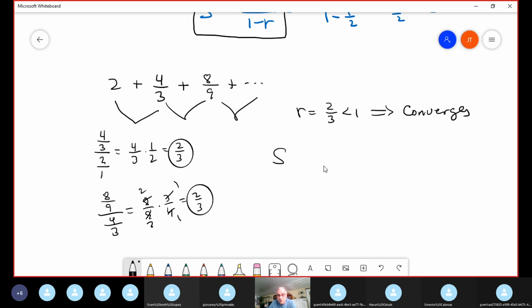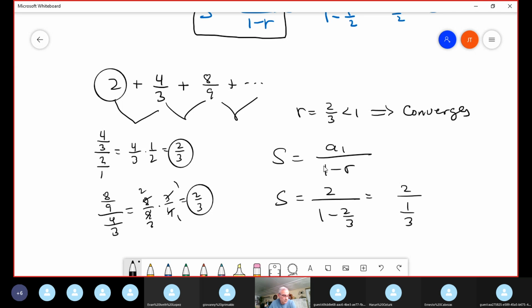Converge at what value? Use this formula: A1 divided by 1 minus R. Who is A1? 2. Who is R? 2/3. 1 minus 2/3 is 3/3 minus 2/3, which is 1/3. So 2 over 1/3, and flipping it, that is 6. Yes, this series converges to 6. Unbelievable, but it's true.